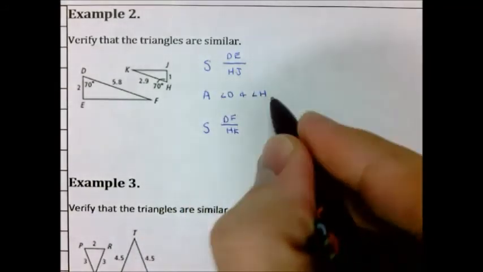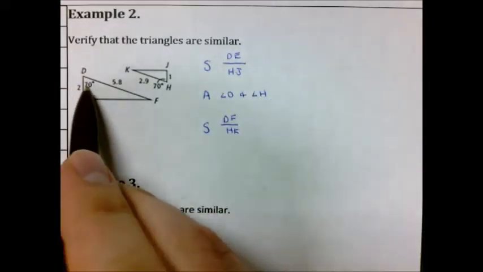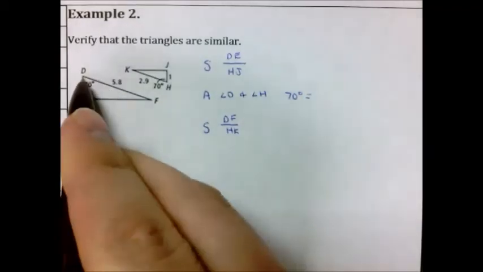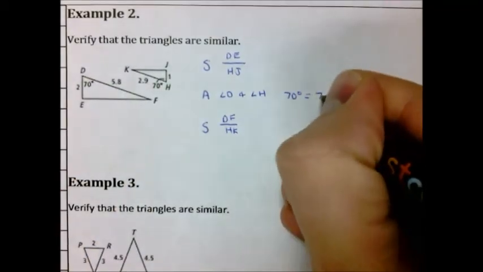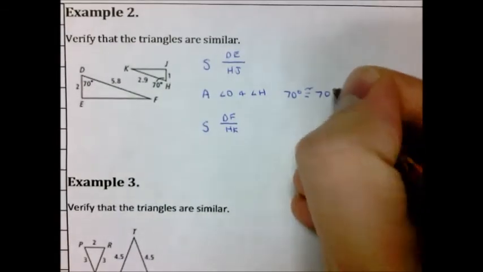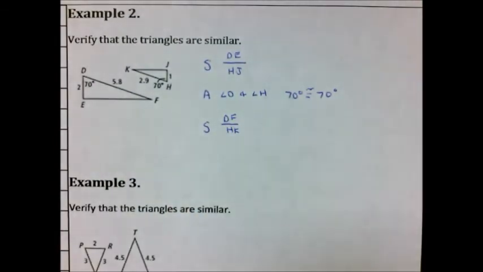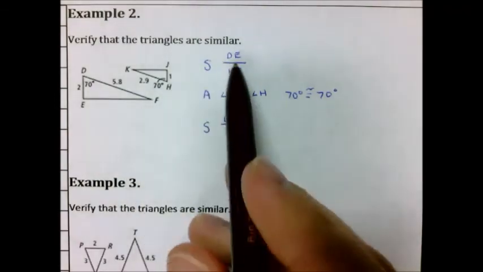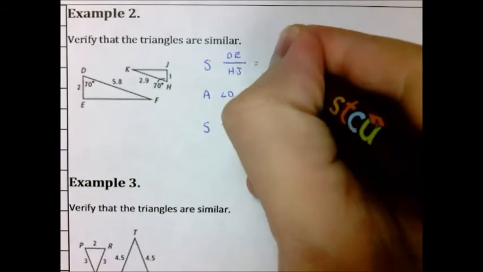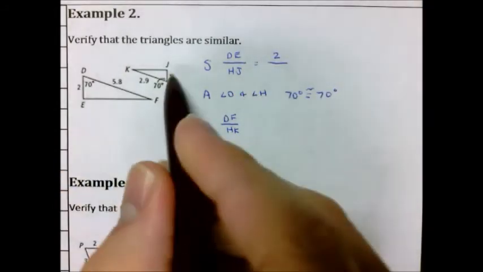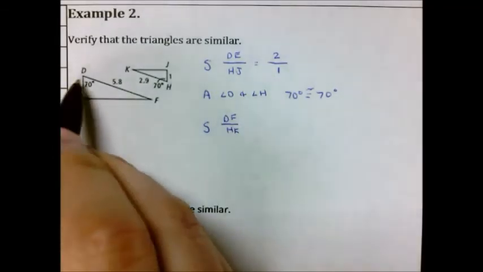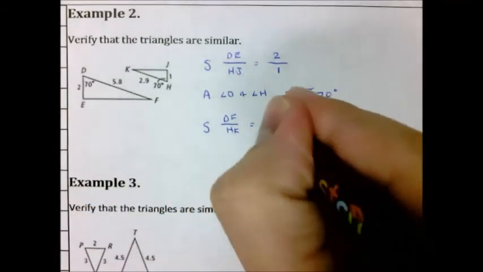We've got angle D and angle H. We can see angle D is 70 degrees. And that needs to be equal to angle H, which is also 70 degrees. And so because those are congruent, we've got our angle. That's the good piece of information there. Now the sides, we have DE, side length DE is 2 over side length HJ is 1. And if we go over to DF, DF is 5.8.